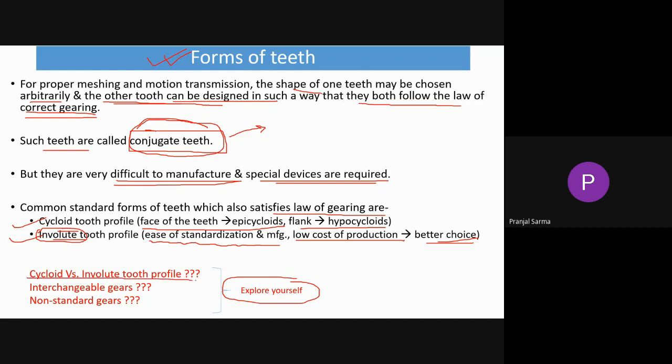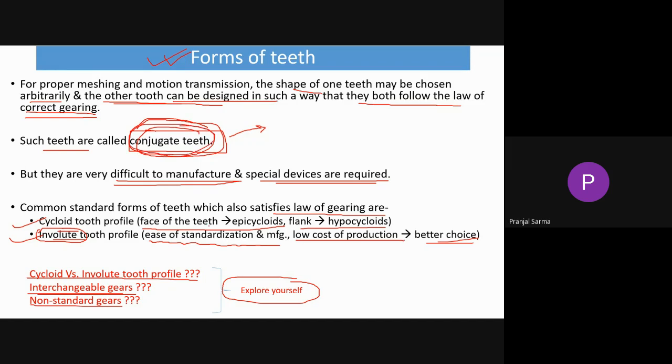So this is your task: cycloidal versus involute profile. What are the differences? How to construct them? If you go to any book, you'll find it. And there is something like interchangeable gears or non-standard gears. What do you understand by interchangeability? In the next class, you will tell me. Maybe we could also call them non-standard gears. Ultimately, they are related to conjugate profiles.